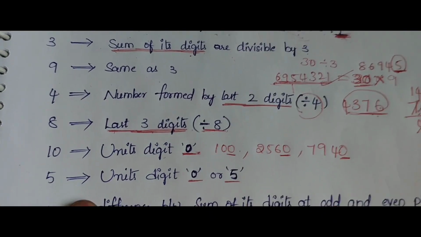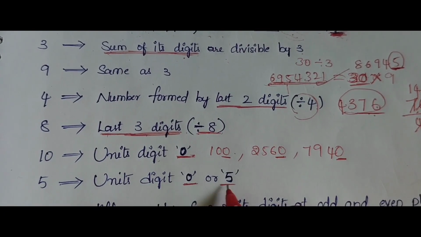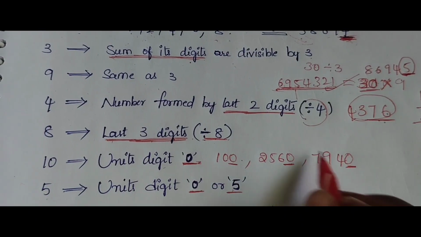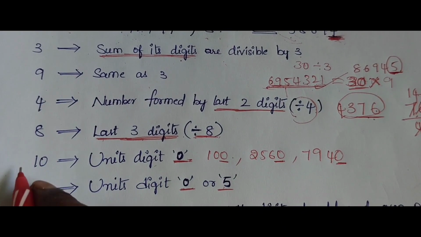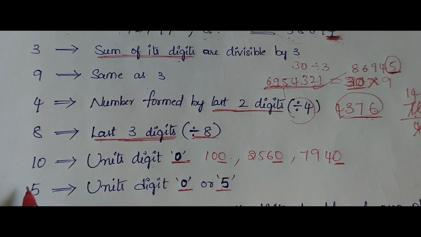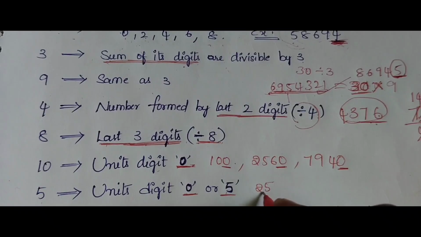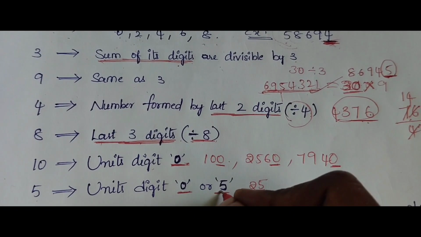Next, coming to 5. The numbers having the units digit 0 or 5 are divisible by 5. The numbers which are divisible by 10 are always divisible by 5. For example, we take 25. Here the units digit is 5, so it is divisible by 5.